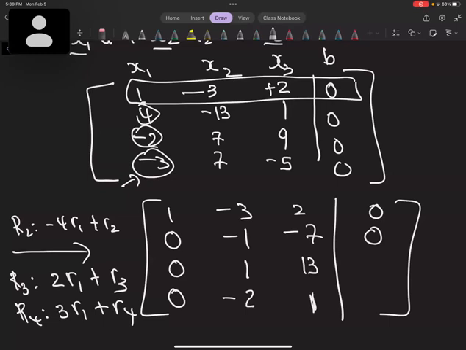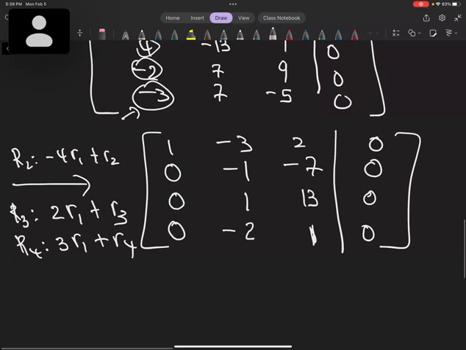Oh, I forgot this one, but this one doesn't change, I think. 2 row 1 plus row 3. Yeah, I don't think there is any change because they are zeros.